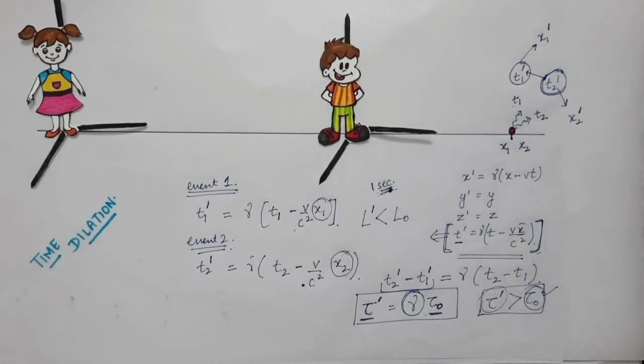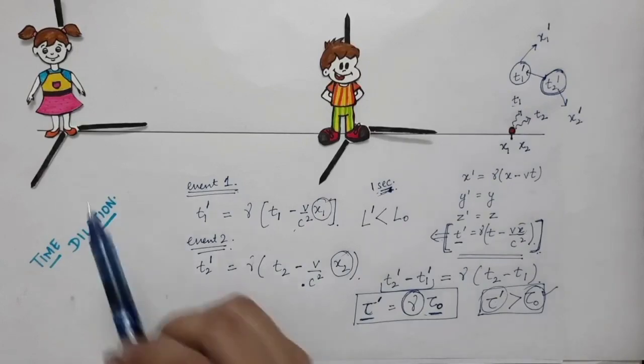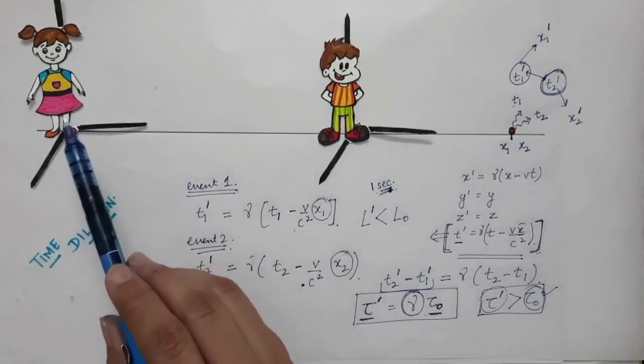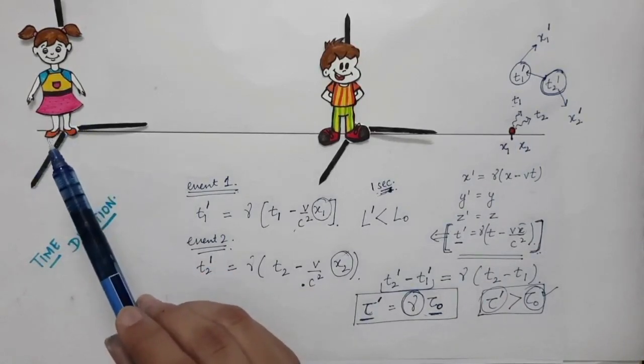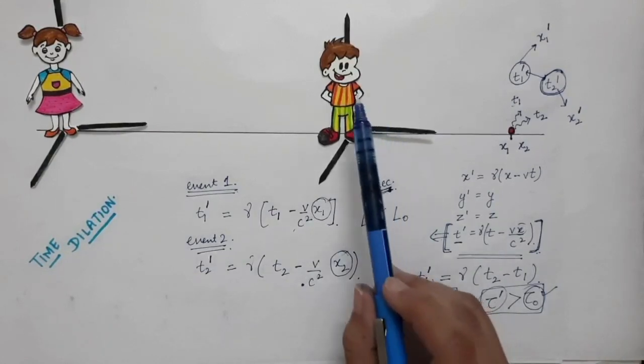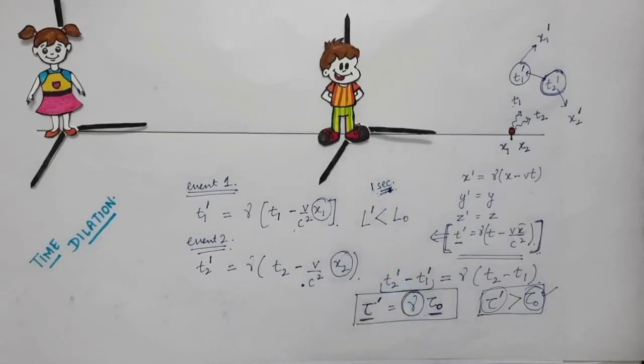According to him, more time is taken between two events, and according to you, when the events are occurring at the same point with respect to you, the time is less, and that is 1 second. Let's suppose it is 1 second, then according to your friend it will be greater than 1 second. This is the concept of length contraction and time dilation, how the length and the time interval change in a moving frame of reference. In the next lecture we will start to discuss the topic of transformation of electric field. There we will use these concepts of length contraction and time dilation.